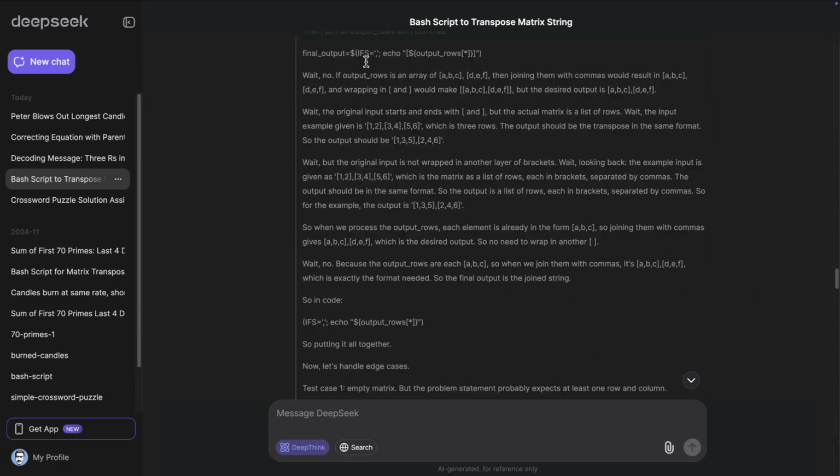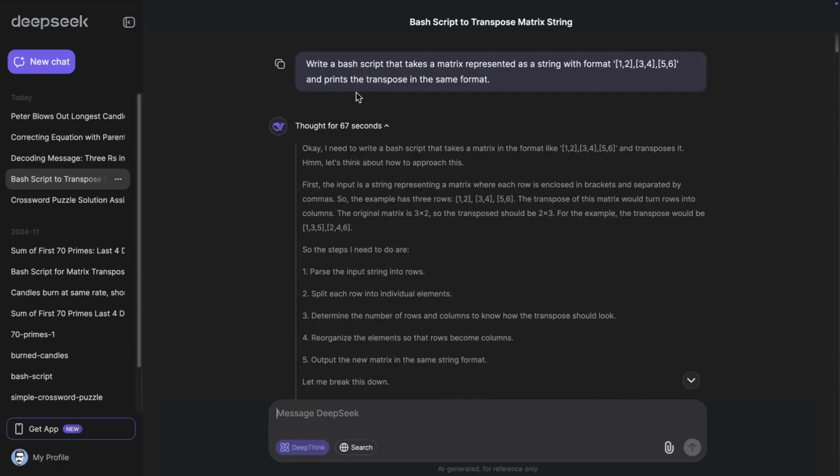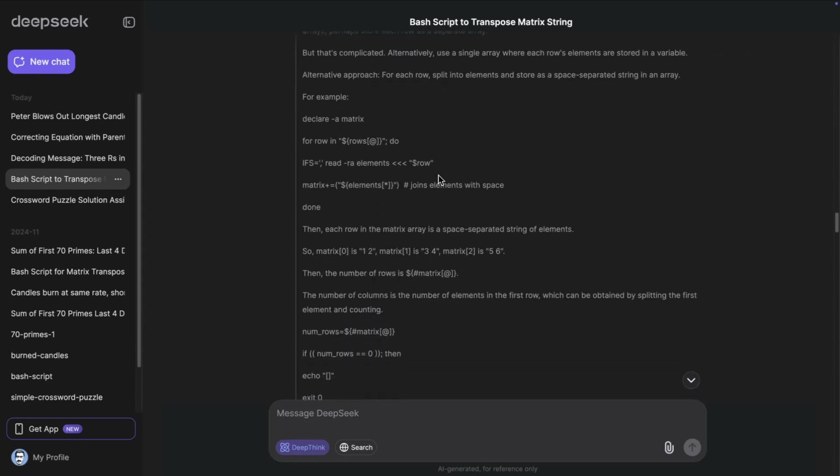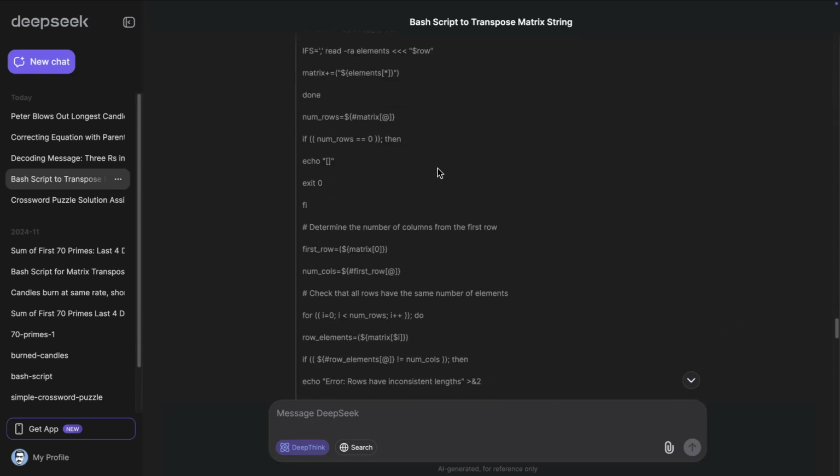And I actually gave it the task again, and I told it, let me see here, write a bash script that takes a matrix presented as a string with this format and prints the transpose in the same format. And okay, it did a lot of thinking. I mean, you can see how long this thinking is. And then it generated a script.